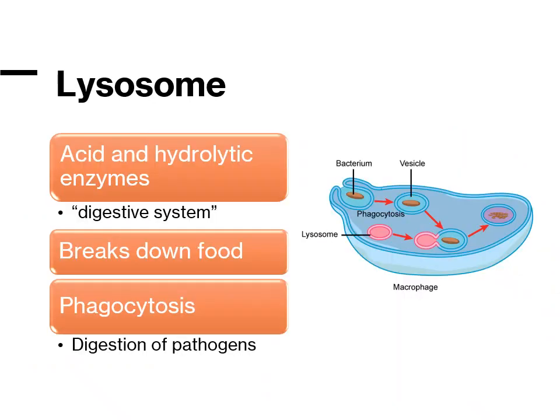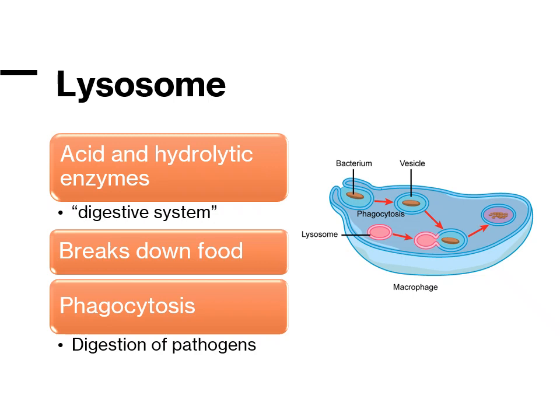Lysosomes are typically only found in animal cells and are not usually present in plant cells. The lysosome is another component of the endomembrane system, but it doesn't function in the production or transport of proteins. Instead, it serves as a digestive system for a cell.